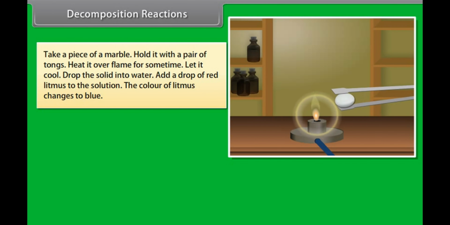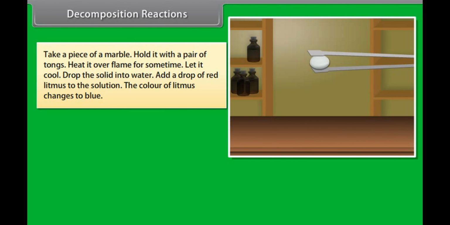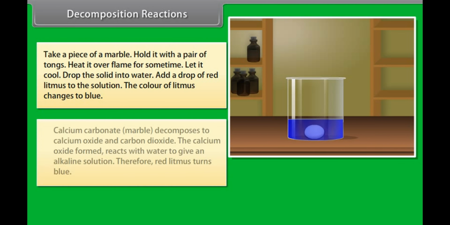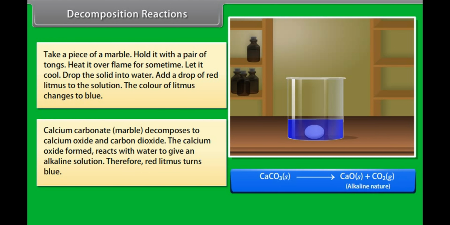Take a piece of marble. Hold it with a pair of tongs. Heat it over flame for some time. Now let it cool. Drop the solid into water. Add a drop of red litmus to the solution. The color of litmus changes to blue. Calcium carbonate, marble, decomposes to calcium oxide and carbon dioxide. The calcium oxide formed reacts with water to give an alkaline solution. Therefore, red litmus turns blue.